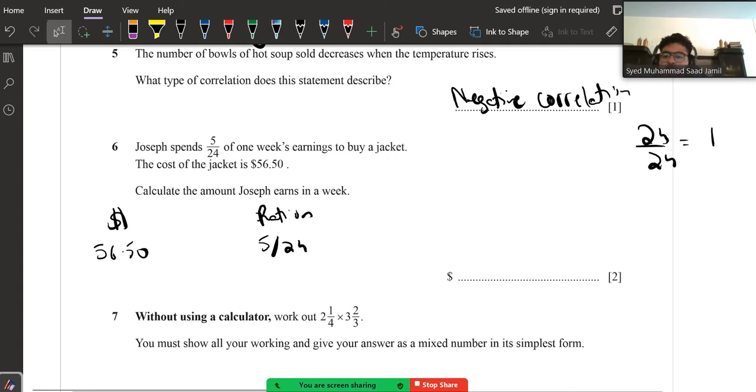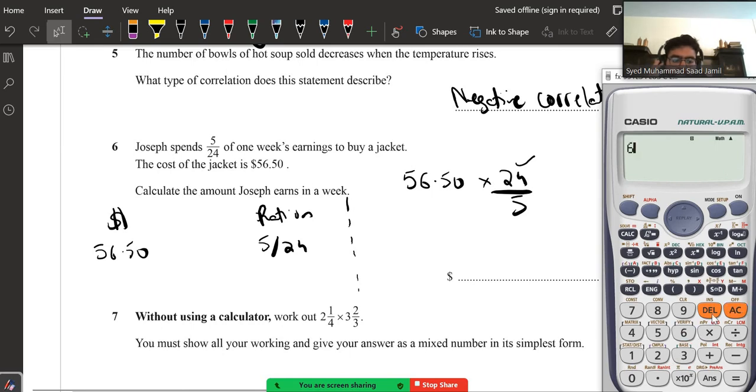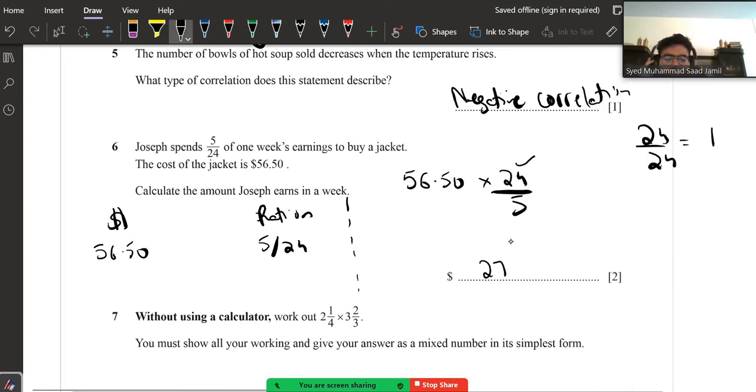Alright. So now, what you can simply do is 56.50 multiply by 24 divided by 5. Because this 5 represents 56.50 and we want to find how much total he earns. Just multiply this. You will be getting 56.5 multiply by 24 divided by 5. So Joseph basically earns $271.2.